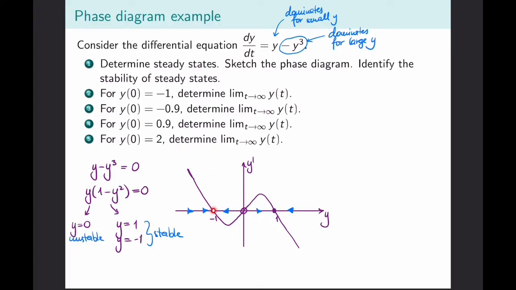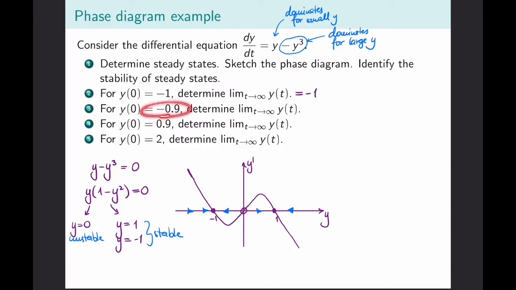Well, -1 is a steady state. So if the ant lands directly on -1, it's never going to leave. It's already a steady state, so it's going to stay there forever. This limit is going to stay at -1.